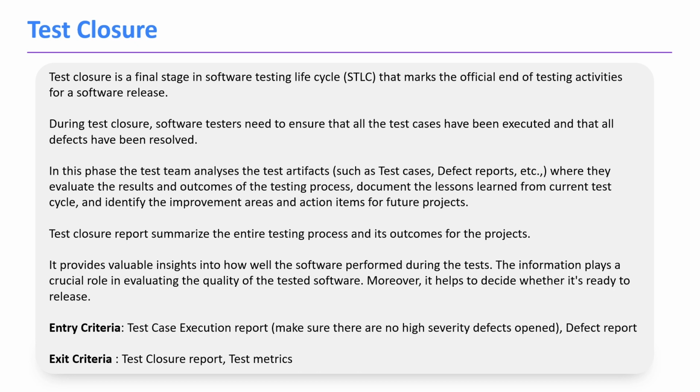Entry criteria for the test closure phase are the test execution report, making sure there are no high severity or high priority bugs open, and the defect report. And exit criteria for the test closure phase are a test closure report and test metrics.